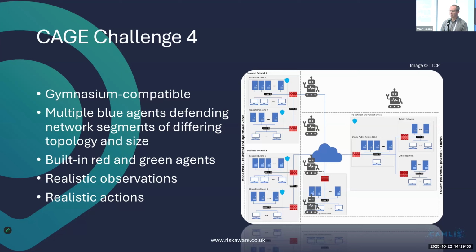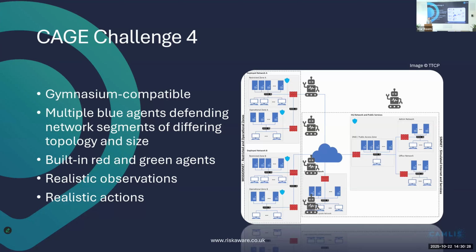So it has multiple blue agents, they're the defensive agents, defending network segments of differing topology and size. So on the network laydown on this slide, you can see that there are 4 agents defending 4 network segments across 2 deployed networks there on the left. Each of those is a single subnet with 16 hosts in it. And then you have another agent on the right-hand side, which is defending that much larger HQ and public services network. And that's got 3 subnets, each with 16 hosts.